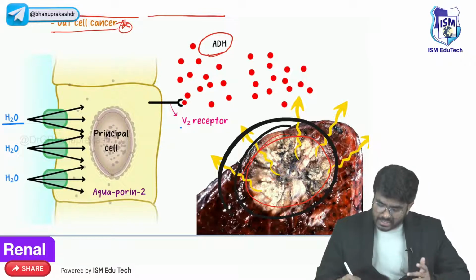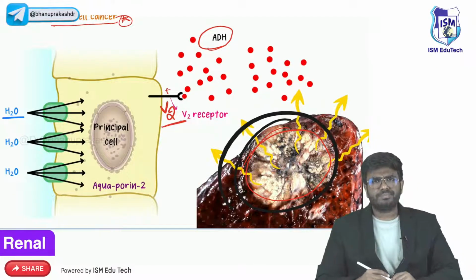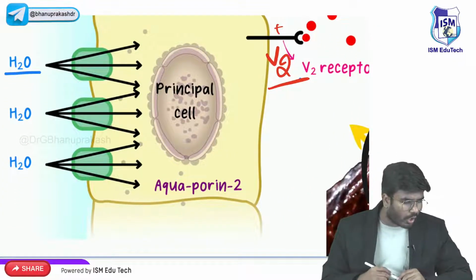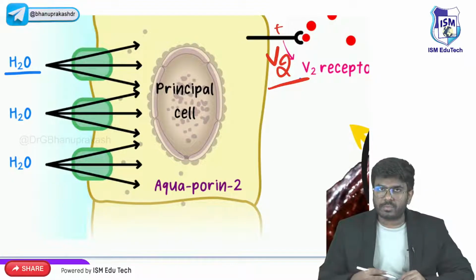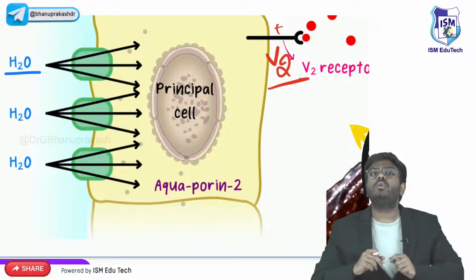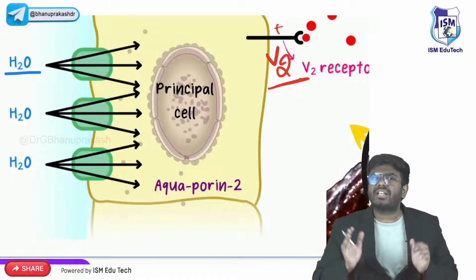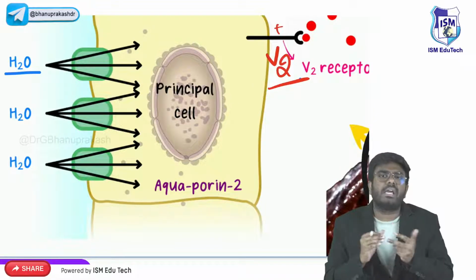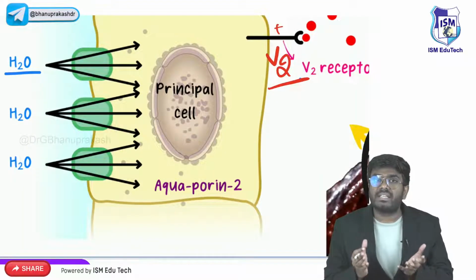What happens in SIADH? This antidiuretic hormone is excessively stimulating the V2 receptor. When this V2 receptor is excessively stimulated, see what is happening to the water reabsorption? More and more water is being reabsorbed. So when more and more water reabsorption happens, what happens to the urine? Less urine. More water is being reabsorbed, so less urine formation or concentrated urine formation. Now urine is going to be more and more concentrated, not watery urine, concentrated urine. So this is called SIADH.